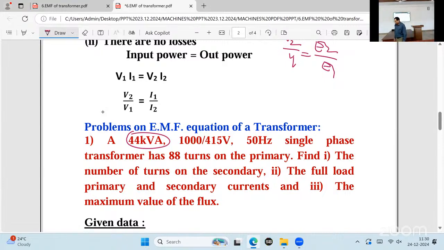Please note the question and practice. You got this question in the previous question papers.